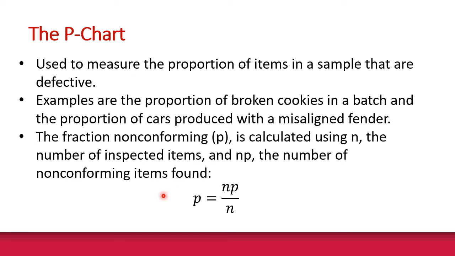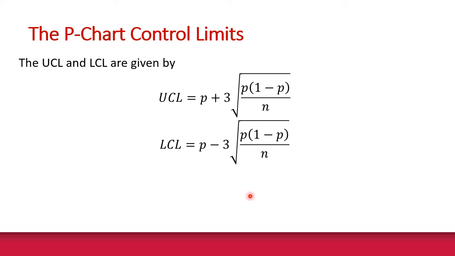So again, going back to our egg carton, if we open up our egg cartons and we find 2 of them that are broken, well, NP here is 2, and then N, our sample, is going to be 12. That's the number of items we actually inspected. NP is the number we found broken. So P is going to be a fraction, maybe 1/6 in the case of the carton of eggs. The P chart control limits are calculated. Once we calculate what P is, we can simply calculate the upper control limit and the lower control limit using the following formulas.